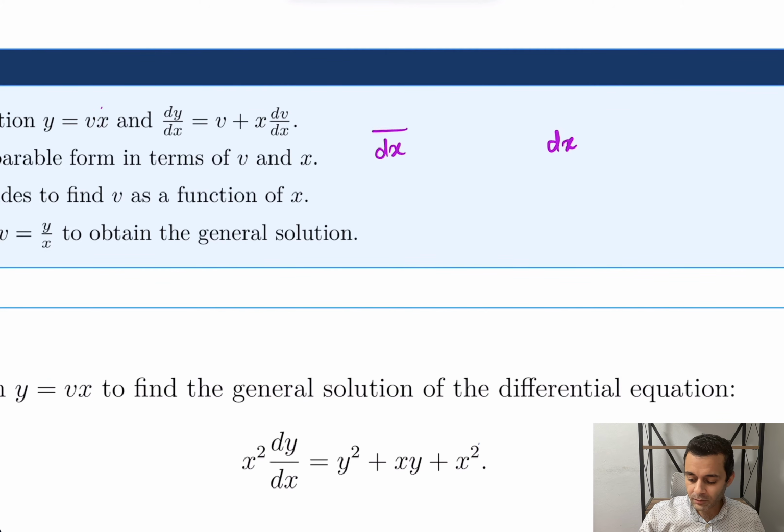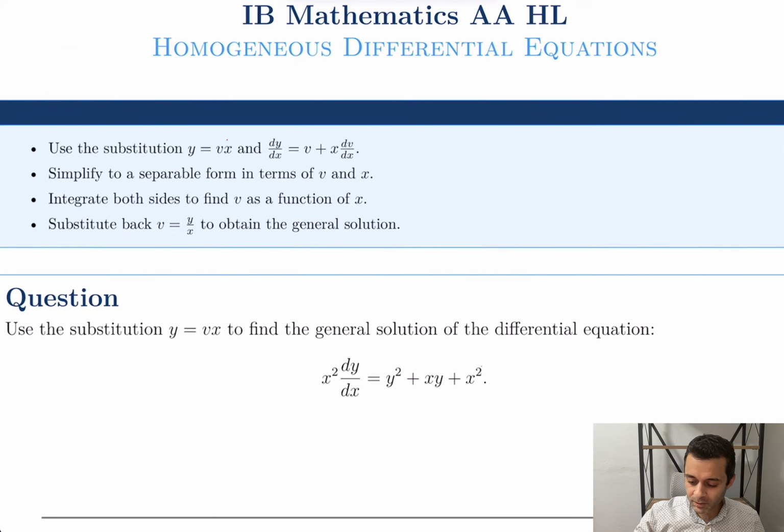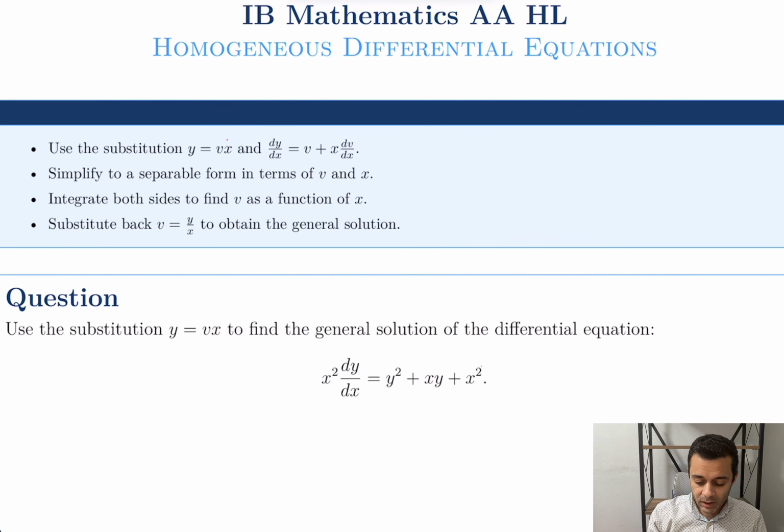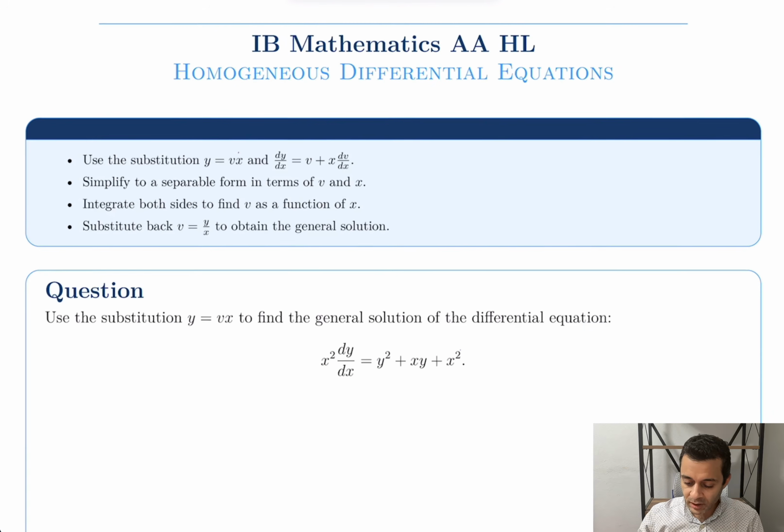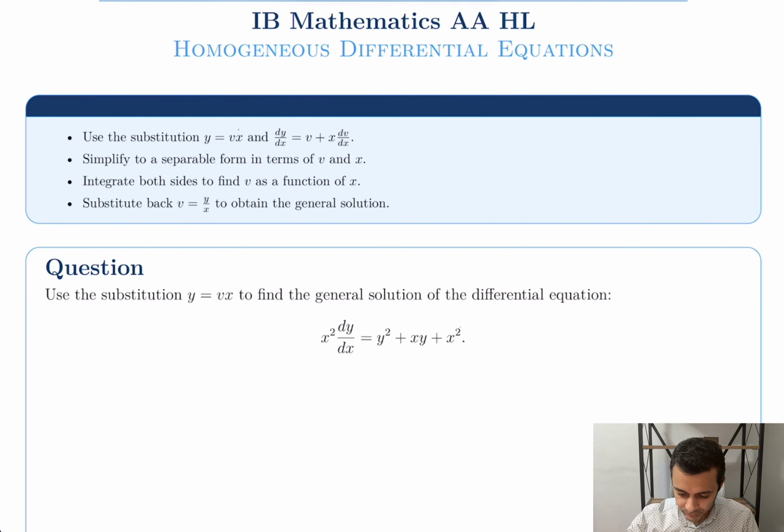So now, after that, we will replace y and this dy over dx in this equation. After that, we will simplify till we reach a separable differential equation in x and v only, no y at all. Then we'll integrate both sides as we learned before, and then we'll substitute v back. We'll see now step by step.